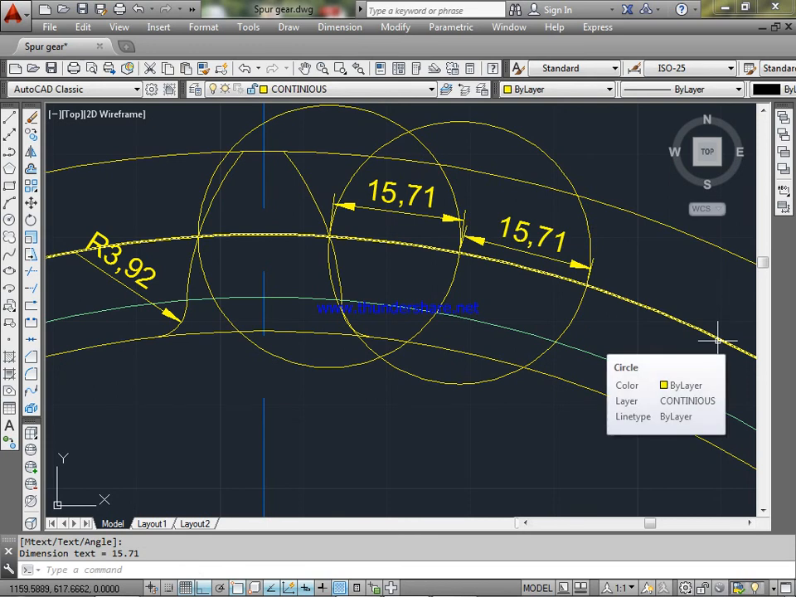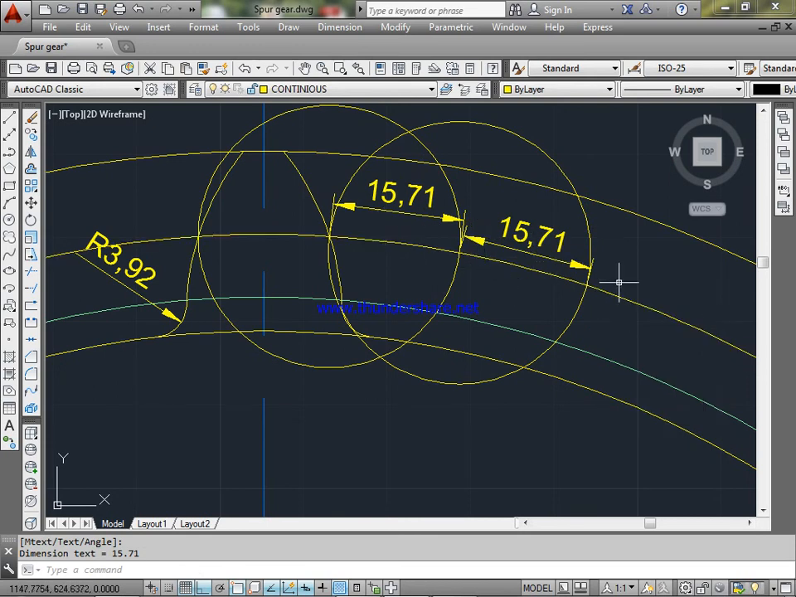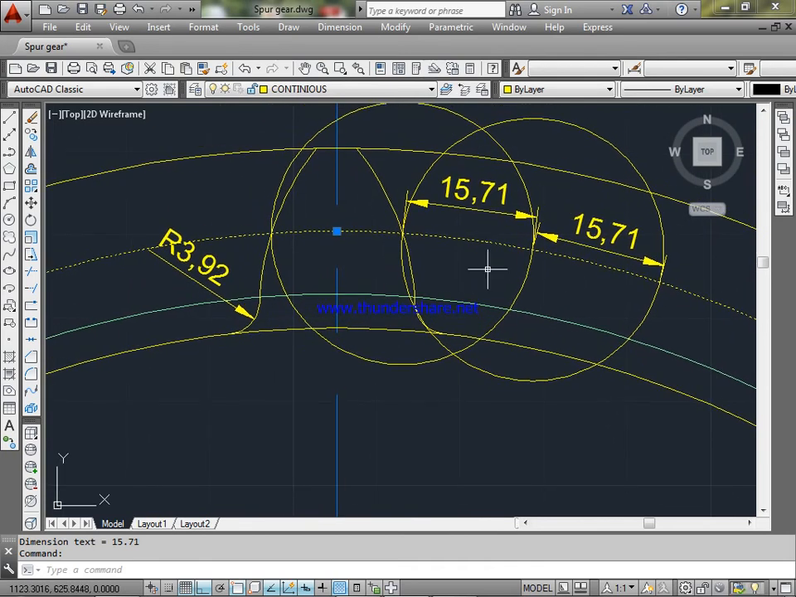In this way we mark out the tooth thickness over the pitch circle. This is the pitch circle. When we mark the tooth thickness, we should mark it out over the pitch circle. Okay.